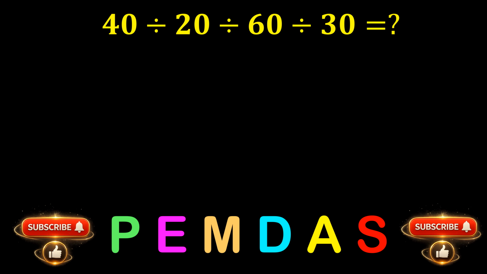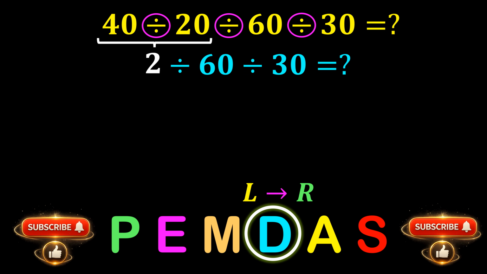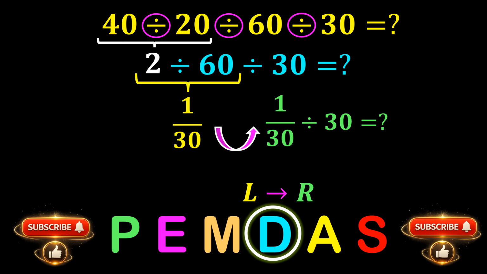Now, let's look at the correct way to solve this problem. Since the expression only contains division operations, we must proceed from left to right. First, we divide 40 by 20, which equals 2. The expression then becomes 2 divided by 60 divided by 30. In the next step, we divide 2 by 60, which equals 1/30. Now, the expression becomes 1/30 divided by 30.